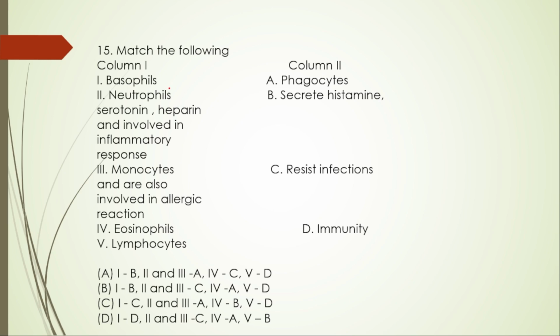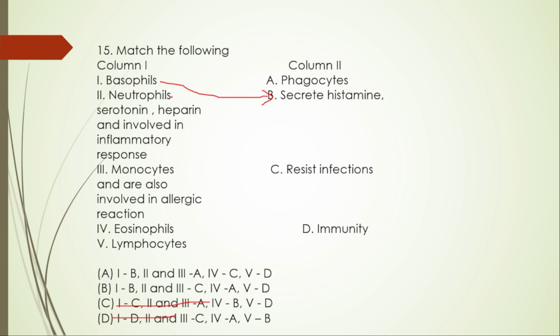What are basophils? Basophils secrete histamine, serotonin and heparin. So they secrete histamine. First one is B, which means options C and D are eliminated.